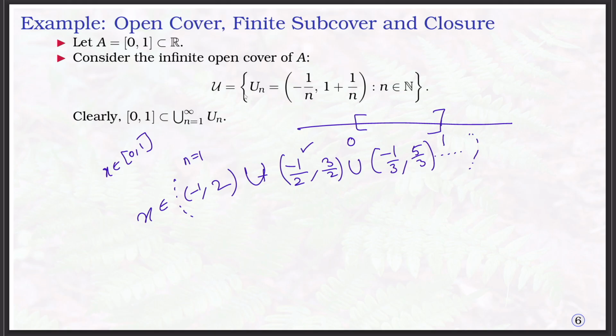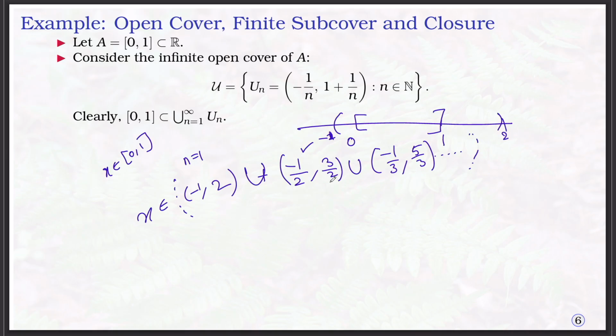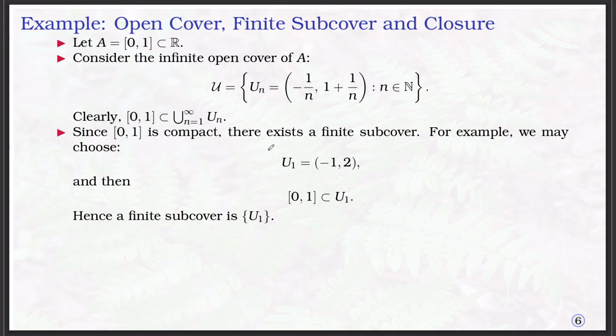So, then this set covers the closed interval 0 comma 1, this is minus 1 by 2, minus 1 to 2. Obviously this single set alone covers the closed interval 0 comma 1. Now, 0 comma 1 is a compact set, so there exists a finite subcover. For example, if you are taking this set alone, minus 1 comma 2, this minus 1 comma 2 covers the 0 comma 1 entirely. So, for this infinite cover.